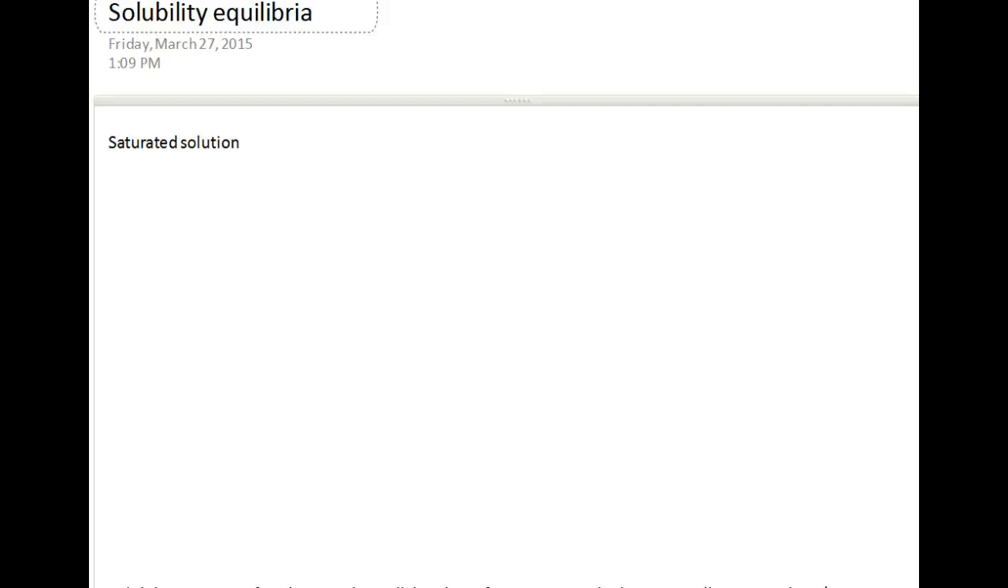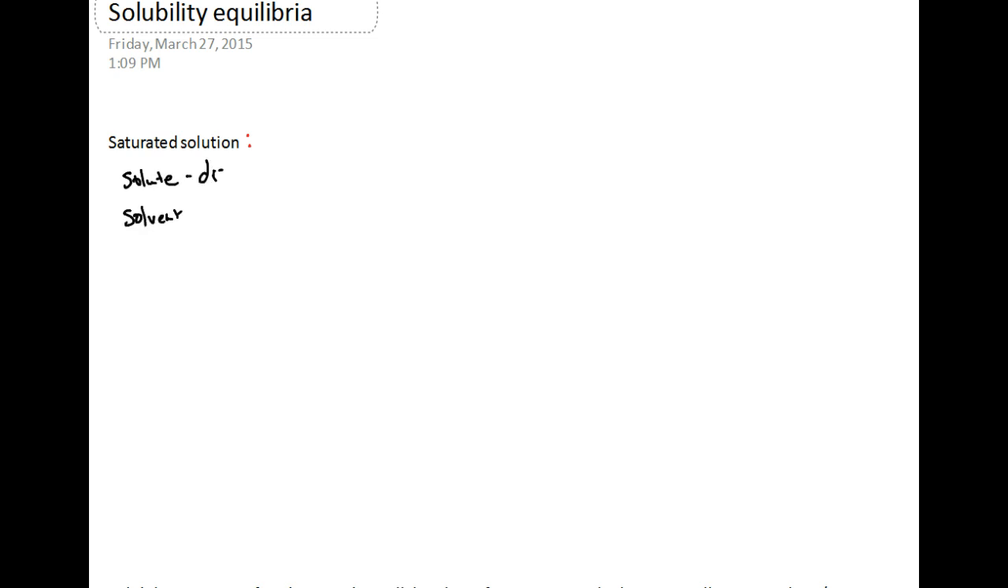Okay, we're going to be talking about solubility equilibria today, and so we'll start off by talking about what a saturated solution is. Now, saturated solutions are something that we have talked about before, way back at the beginning of the year, and so just one of the things real quickly we need to remember is that solutions are made of two things. We've got our solute and we've got our solvent.